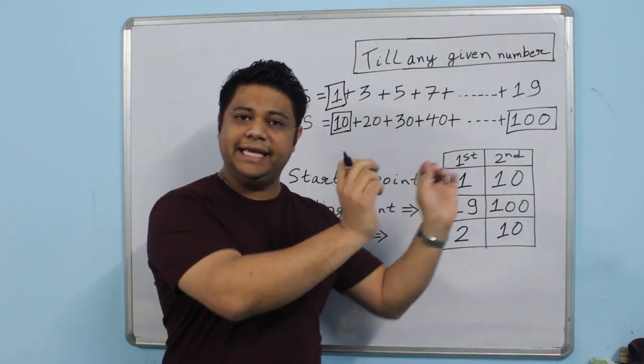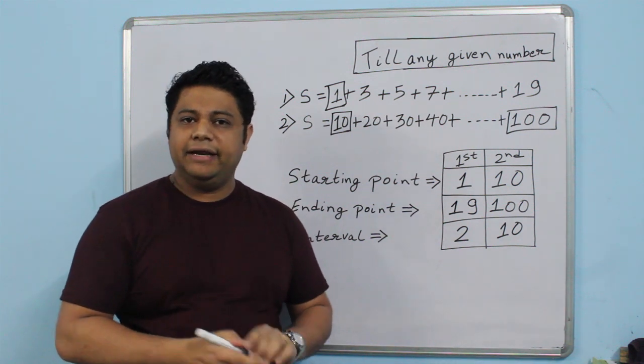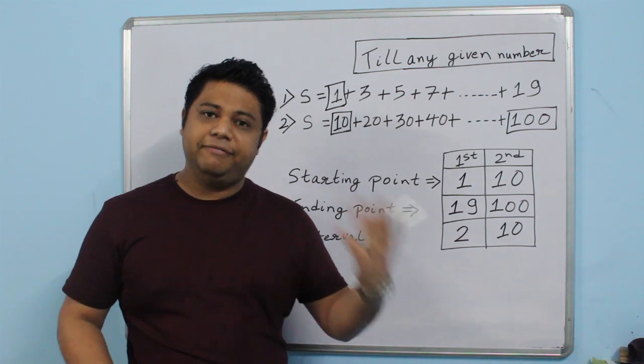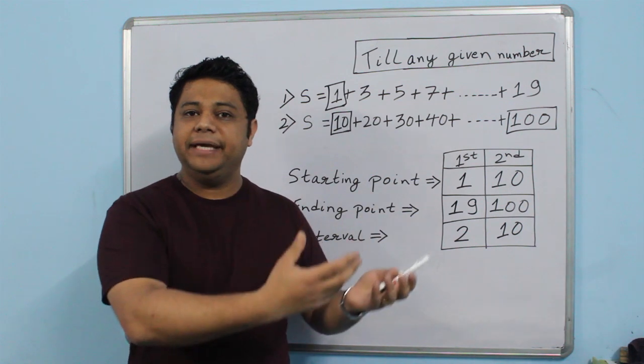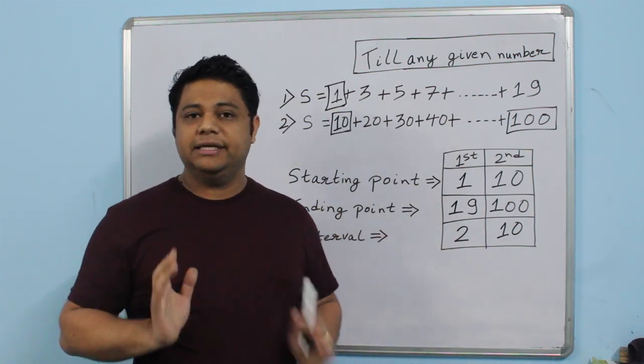So if the ending point is any given number, we are going to solve it this way. One more thing you have to keep in mind, when I discuss n and the nth term, sometimes the variable names given may be different. It may be till a or it may be till b or something like that. So just assume it is n and do the program similarly.